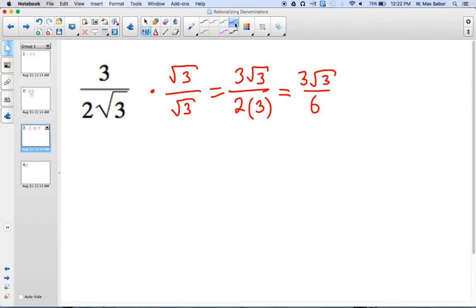Now this is not a final answer because although the square root is simplified, we have square root of 3 divided by, normal 3 divided by normal 6. We can simplify the coefficients and get square root of 3 over 2. And that should be our final answer.